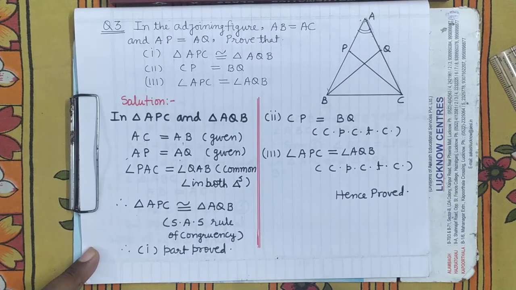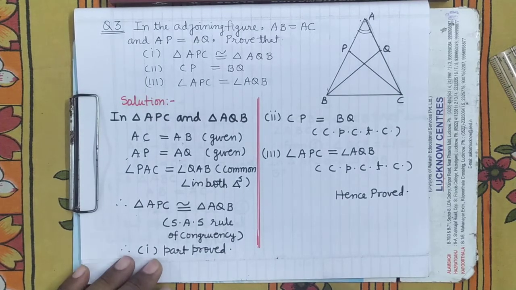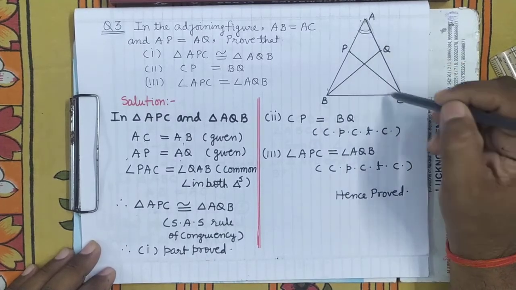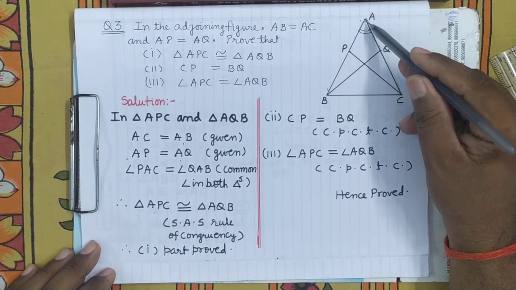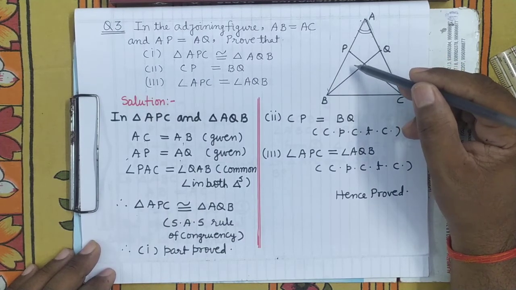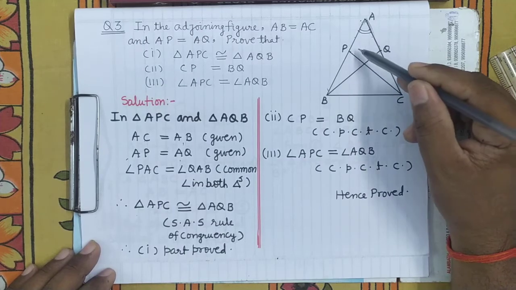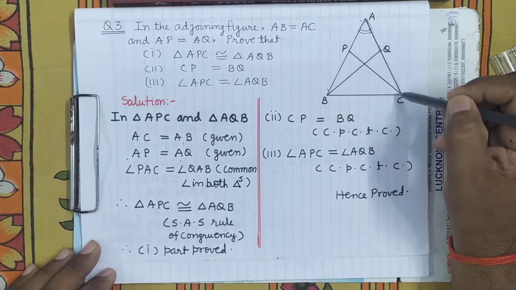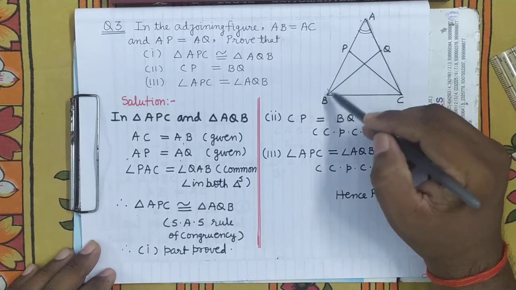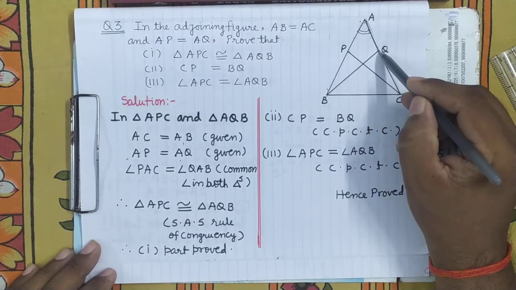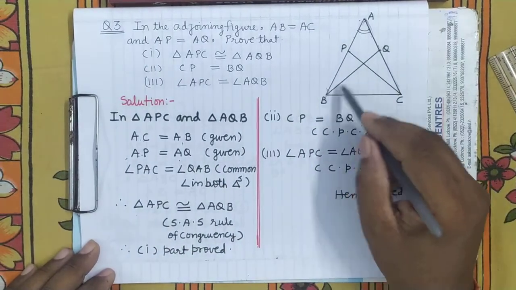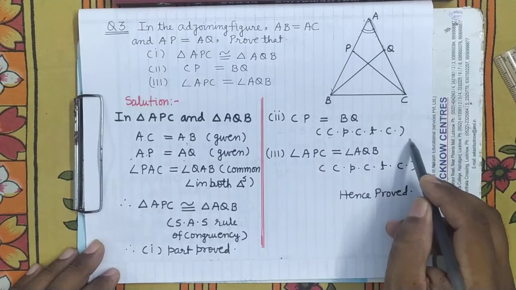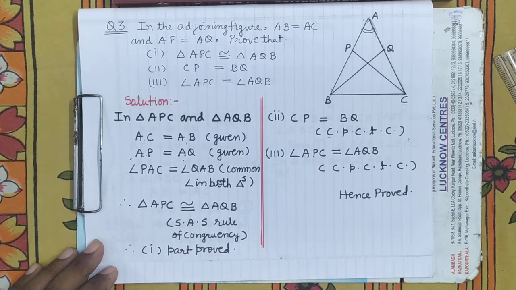And when they are congruent, their remaining parts will also be equal. What is the third side in APC? You have to prove CP equals BQ. The third side in APC is CP, and in AQB it is BQ, because the remaining two sides are already given equal. So CP will be equal to BQ by CPCTC, because you have already proved these triangles congruent.